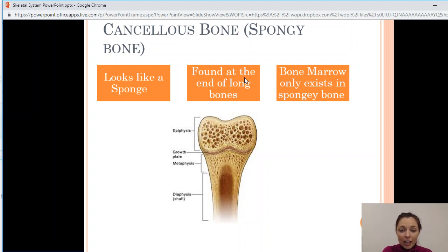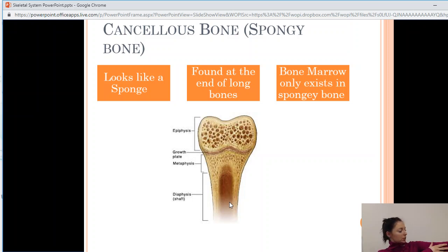Let's have a look. This is the end of a long bone. So you can see all these little holes. You can see all those little dents. They look like holes, but they're actually areas and spaces that are found at the end of long bones, which are also known as the epiphysis, which is the top part or the end part of a long bone. As you go down, it gets a little bit denser through the middle, so that would be the long shaft.